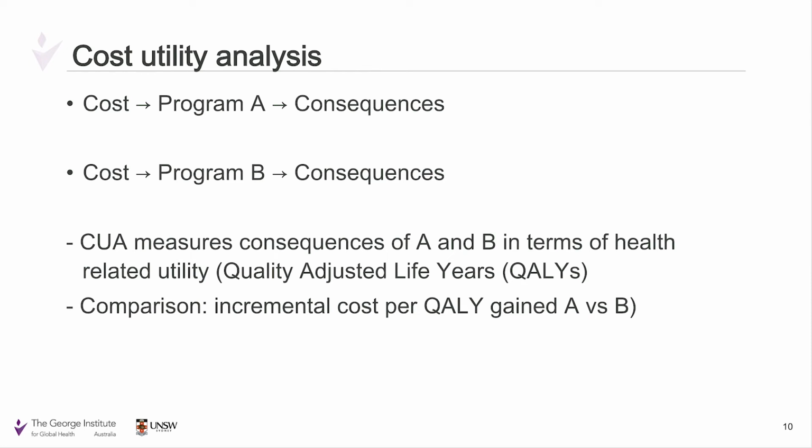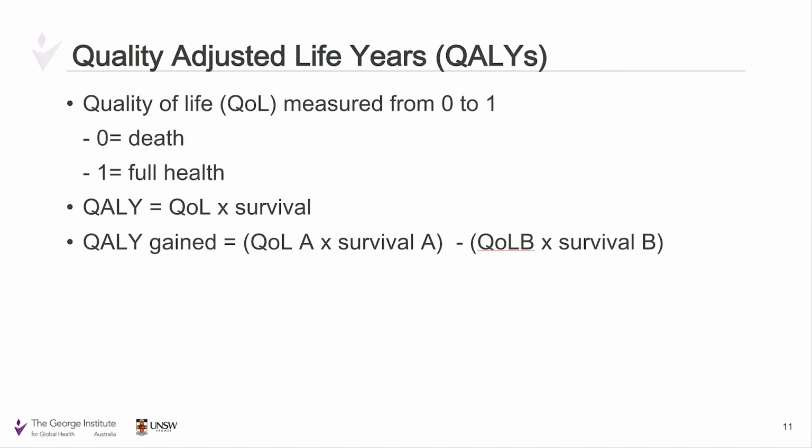Essentially, quality of life is measured on a scale of between 0 and 1. So 0 represents death and 1 represents full health. And a quality of life weight, for instance of 0.5, would represent some degree of impairment, which is then multiplied by survival. So if somebody has a quality of life of 0.5 and survival of 10 years, then their QALY is 0.5 times 10, which equals 5 QALYs. So it's a simple matter of just measuring the quality of life weight by the length of survival.